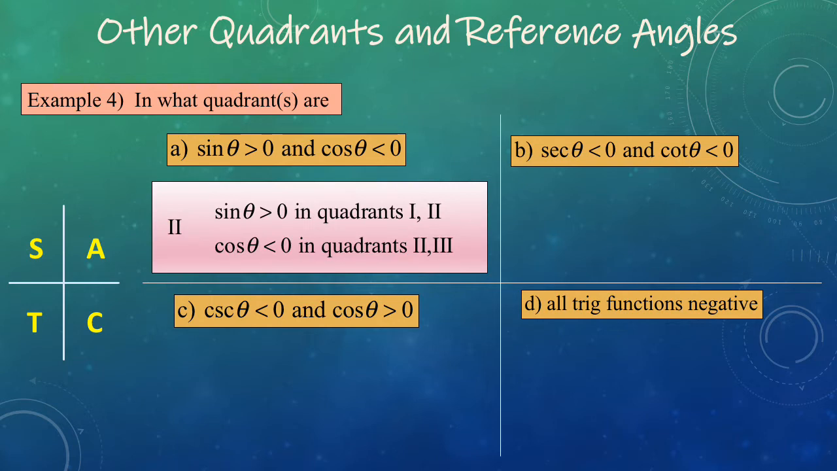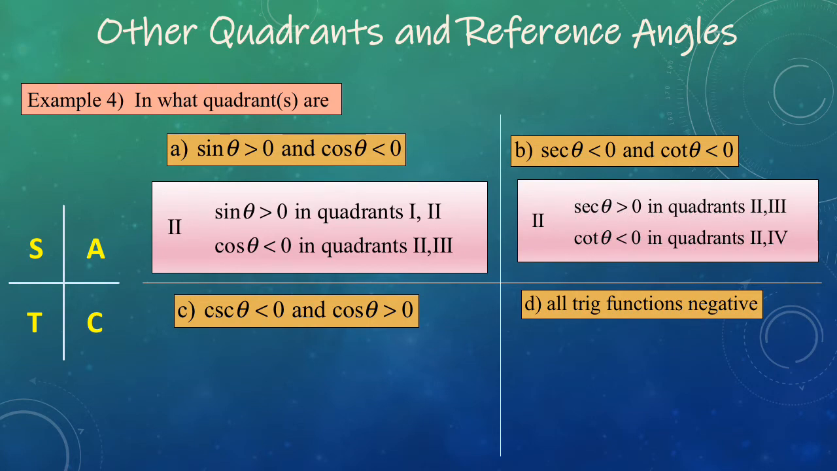In A, we would like to know in what quadrants is sine theta positive but cosine theta negative. Realize that since sine theta is positive, it must be in quadrant 1 or quadrant 2. Cosine theta is positive in 1 and 4, which means that cosine theta is negative in quadrants 2 and 3. So the only quadrant that they have in common is quadrant 2. Theta must be a quadrant 2 angle.